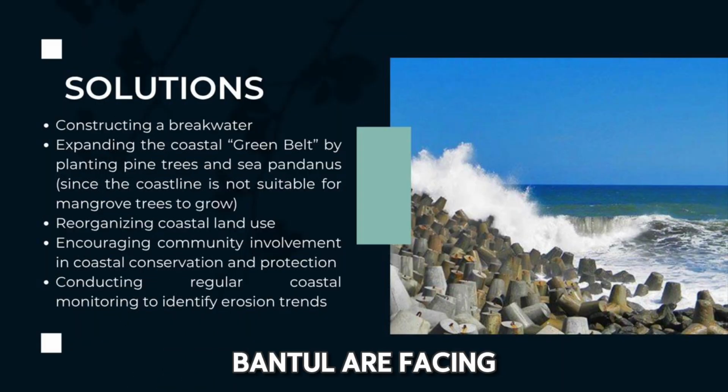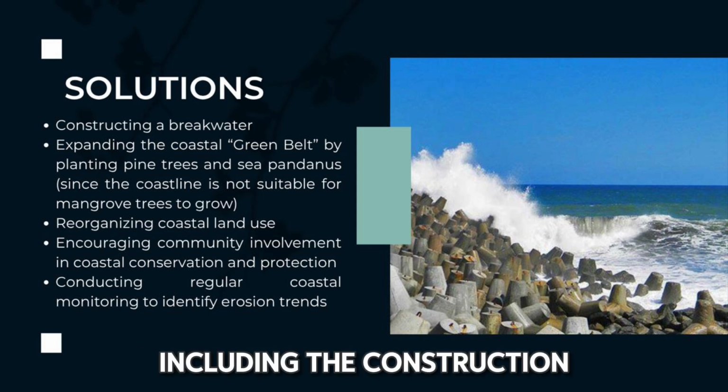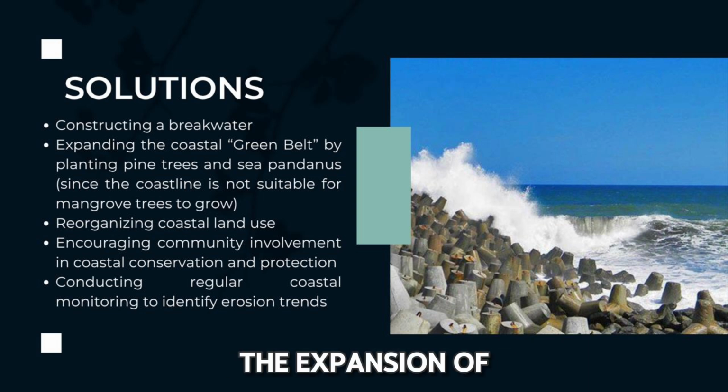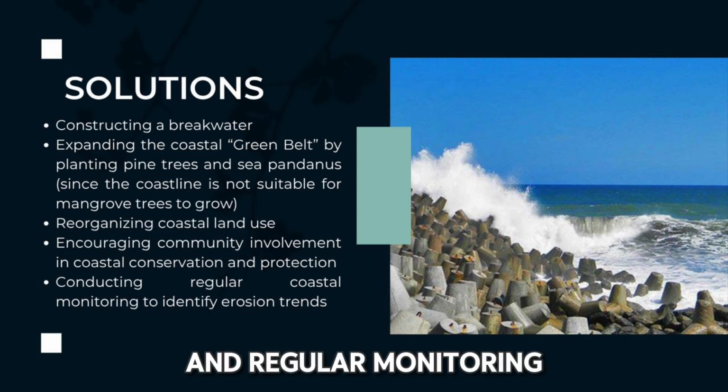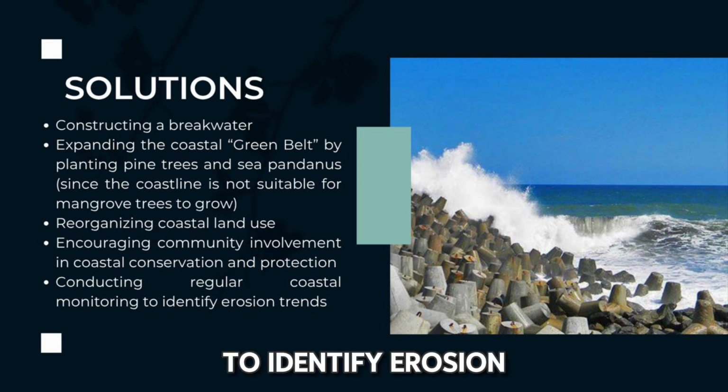The beaches in Bantul are facing serious erosion, so strategic measures are needed to protect them. Several solutions have been implemented, including the construction of breakwaters to reduce waves, and the expansion of green belts with pine trees and sea pandanus, since the coastline is not suitable for mangrove trees to grow. Other measures are the reorganization of coastal land use, community involvement in conservation, and regular monitoring of the coastline to identify erosion trends.